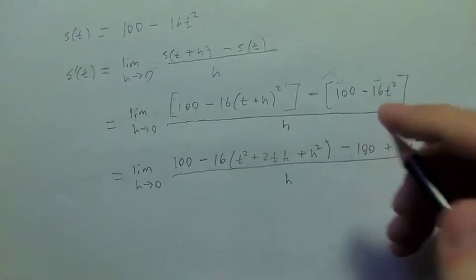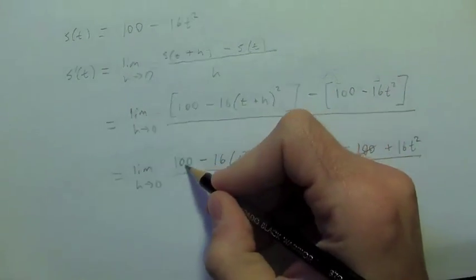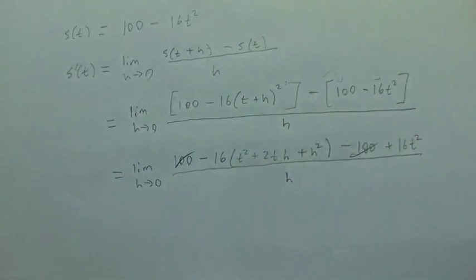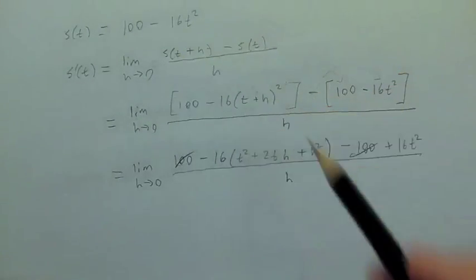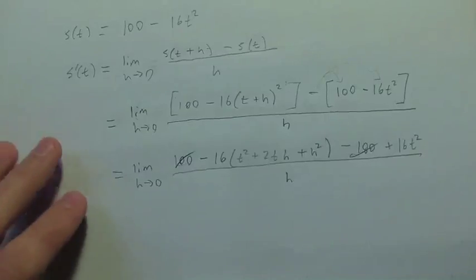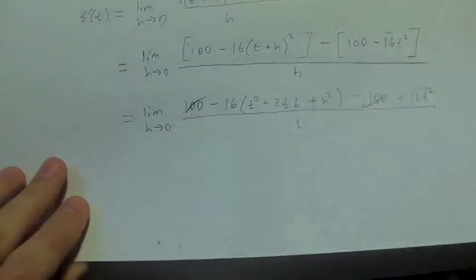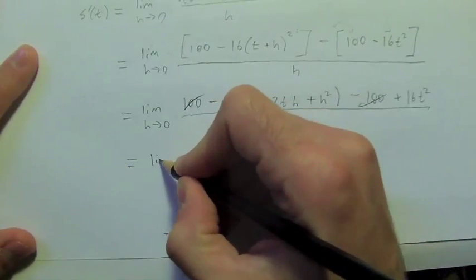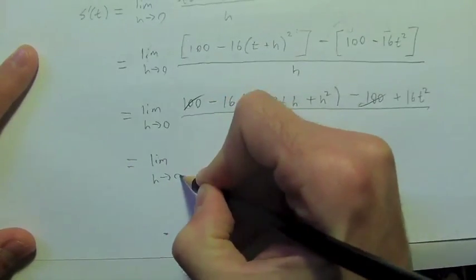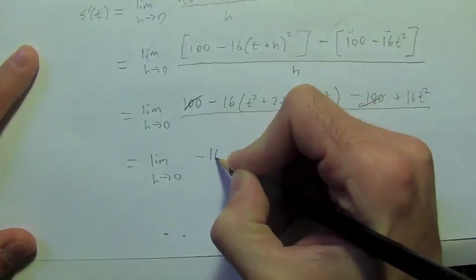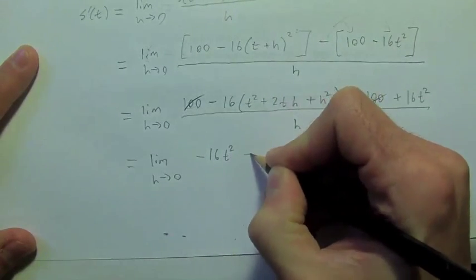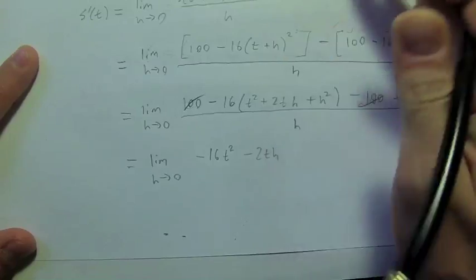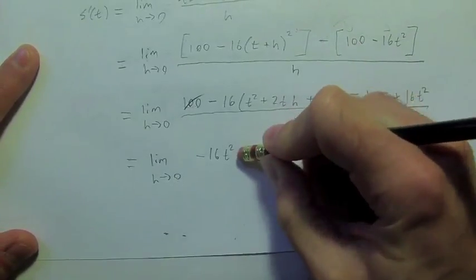Right? And we see here that the 100s cancel. I've said that before, that should always happen. Your constant term of your function at this point should always disappear. And actually, everything should pretty much disappear except for your h terms, right? Because when we distribute this negative 16, you get negative 16t squared minus 2th, oops, sorry, not 2.